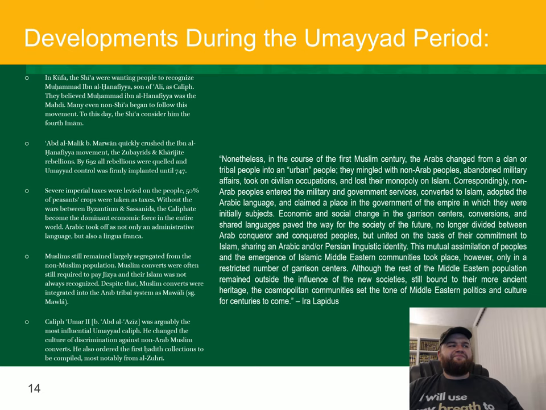Then later on, when Umar bin Abdul Aziz became caliph, he was a big Islamicizing force. It was thought that he was a very pious Umayyad caliph. He's probably the most remembered and influential Umayyad caliph after the initial people we just covered. And he changed this culture of discrimination against the non-Arab Muslim converts. So he ordered the first hadith collections to be compiled. Most notably, he tasked the scholar Az-Zuhri with this task.